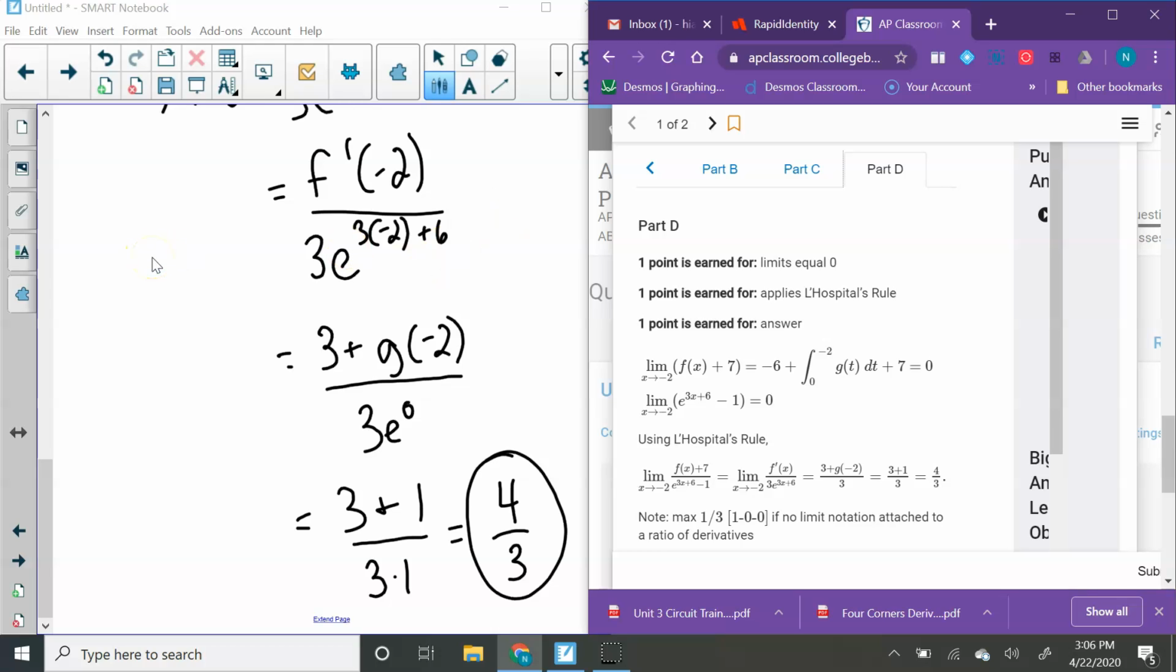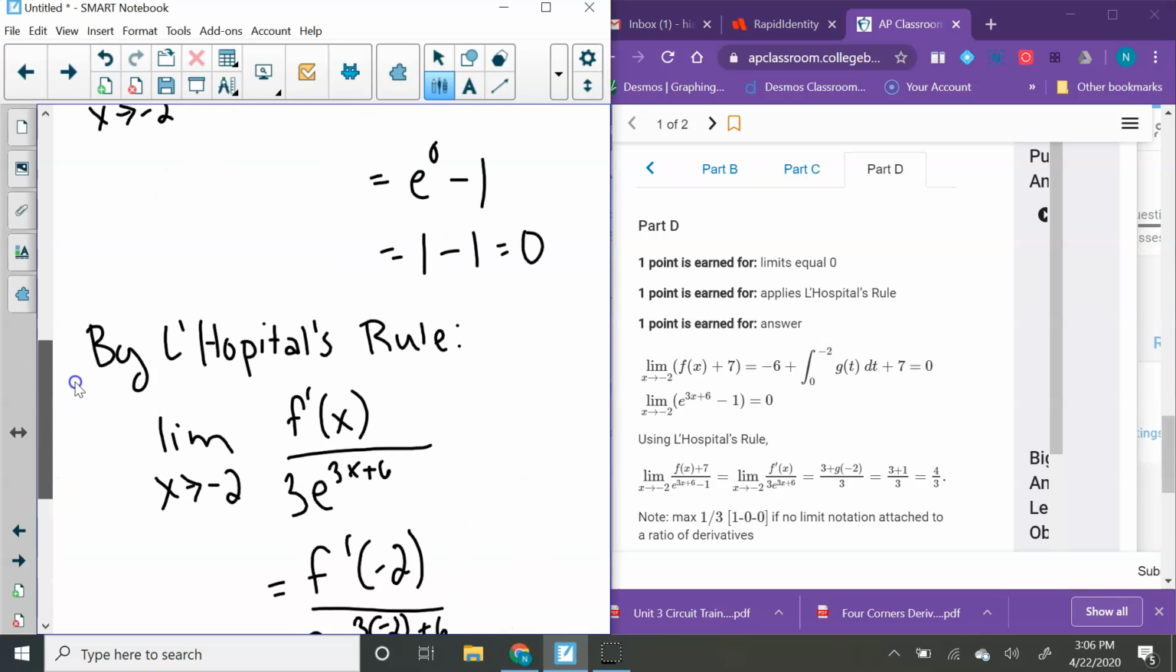And you have to use that phrase, L'Hopital's rule. And then a point for the answer right here. I did not spell this with the S. Some places spell it with the S, some do not. They have said the spelling does not count on the AP exam. So if you get something close to L'Hopital's rule there, then you're good enough for that one.